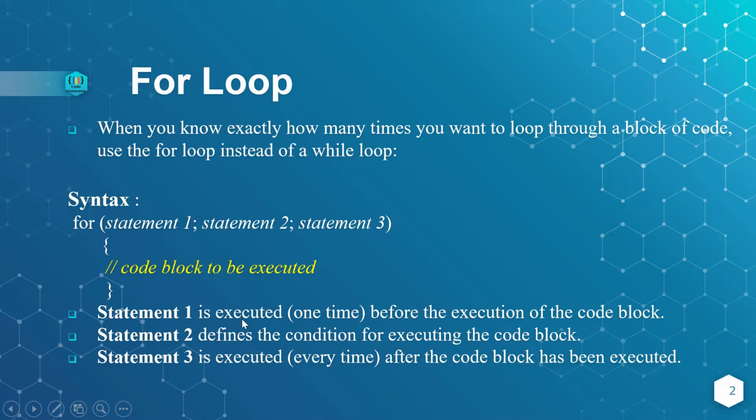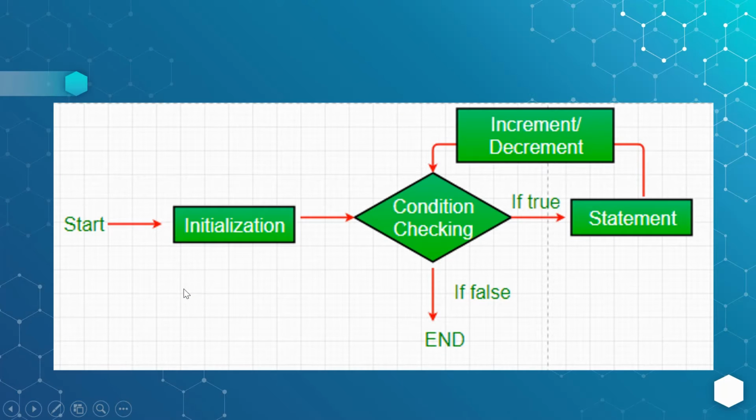So statement 1 is executed one time before the execution of the code block. Statement 2 defines the condition for executing the code block. Statement 3 is executed every time after the code block has been executed. Okay, no worries. If you don't understand these statements, I'll explain in the next slide, that is our diagram.